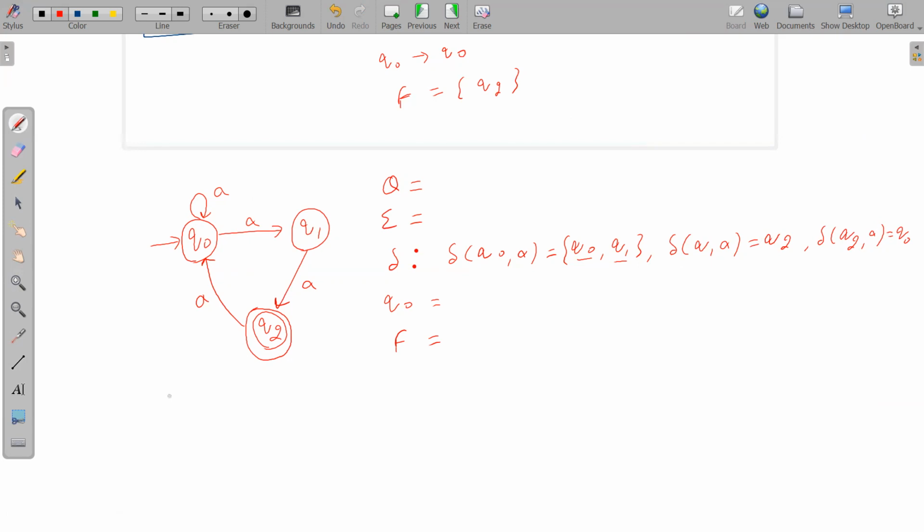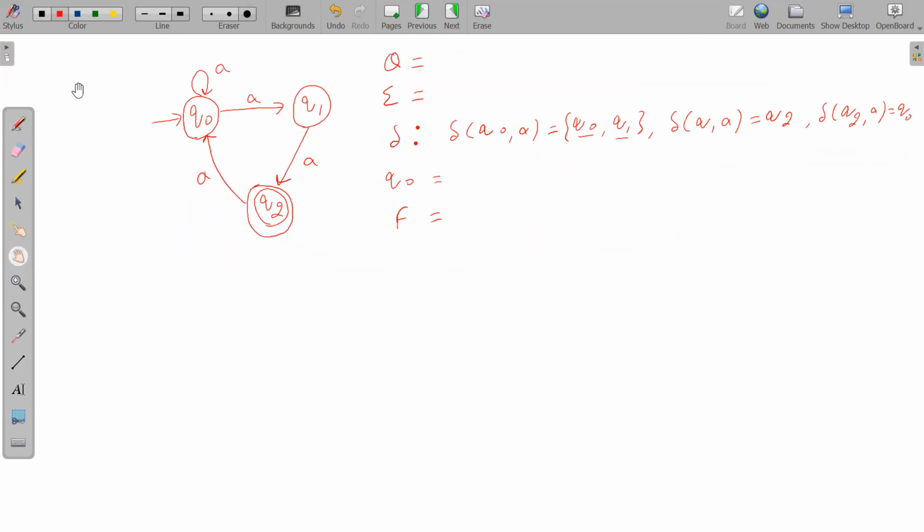Okay, so let me give you one more example. I think you may get confused here. So let's take it like this: q naught on a goes to q1, q1 on a goes to q2. Tell me something about whether it is NFA or DFA. You may think that it is a DFA because we do not have any choice, but here we have a dead configuration. What about q2 on a?